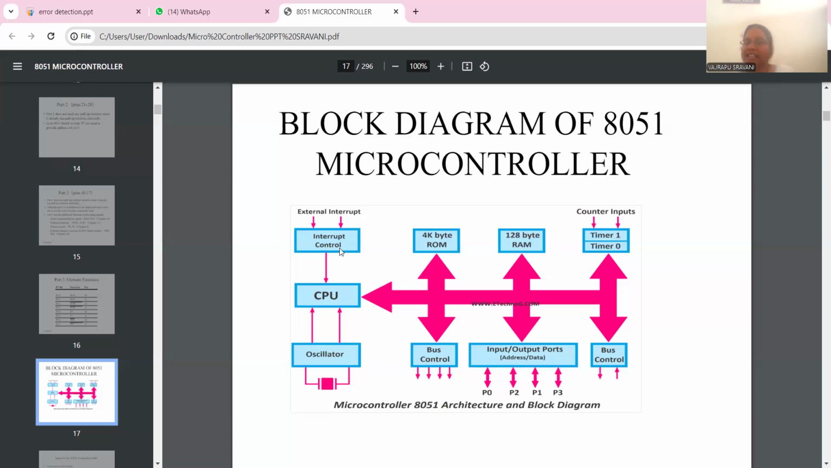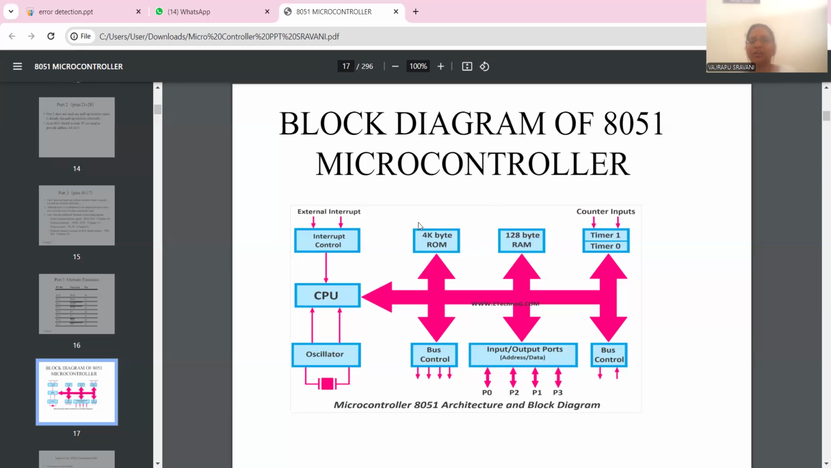Whenever 2 or 3 interrupts occur at the same time, the interrupt control will handle them based on priority. INT0 has the highest priority compared with INT1. So the interrupt controller controls the interrupts based on the priority.